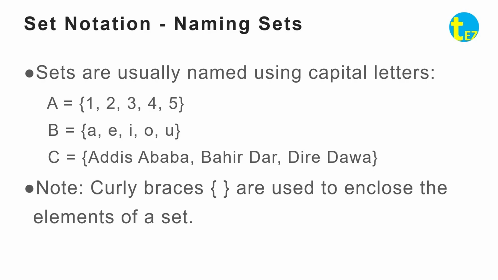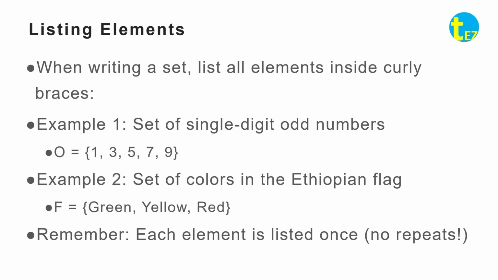Each element is listed only once, no repeats. A set is a collection of distinct objects, so you don't list the same things twice. If I have green twice, that would be incorrect. Each element appears one time and one time only.